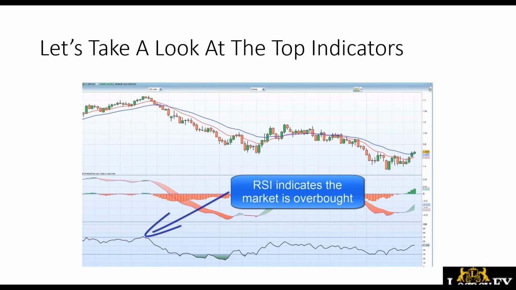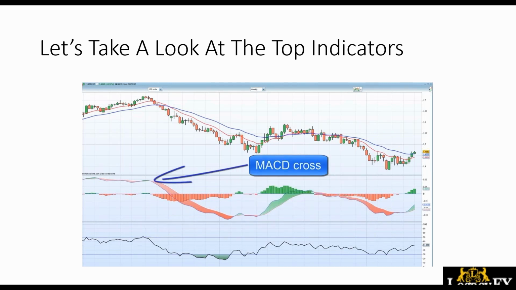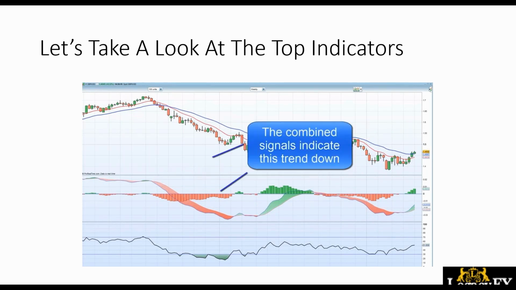However, we want to help filter out false signals on the RSI, so we also look at the MACD to give us confluence. We can see it is indicating the momentum has come out of the market as far as the market rallying or going up is concerned, and we have an MACD cross here. A signal to enter this short trade could be waiting for the RSI to come back out of the overbought and also waiting for the MACD cross. We can see that those combined signals are an indication that captures this trend.